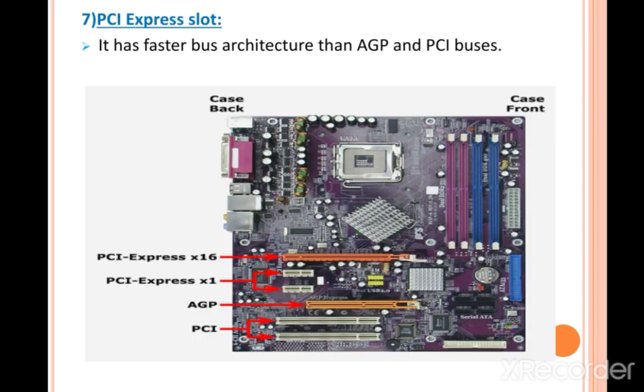Seventh one, PCI Express slots. It has faster bus architecture than AGP and PCI buses.